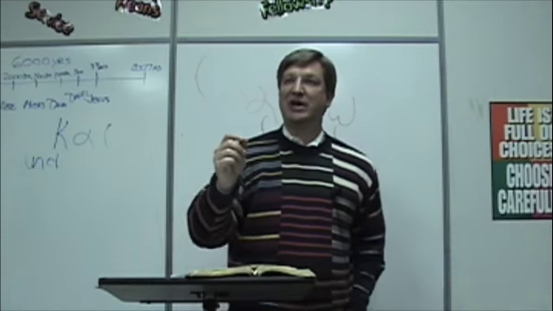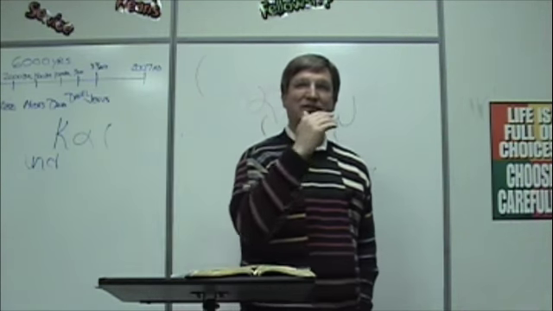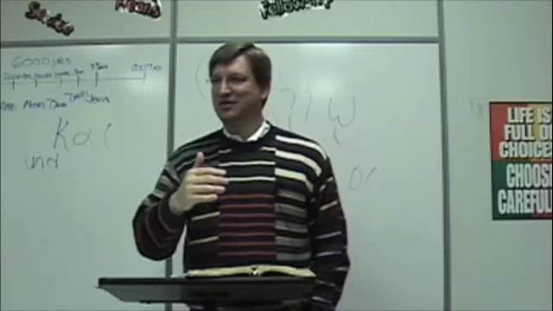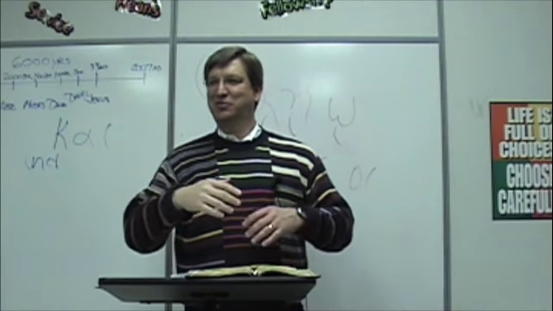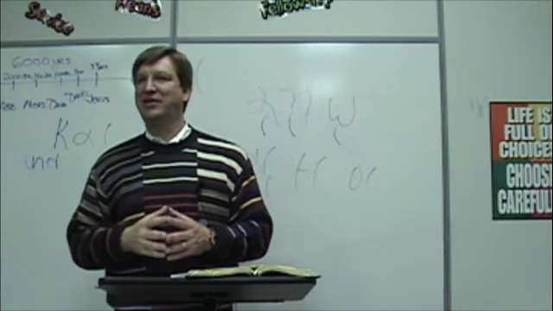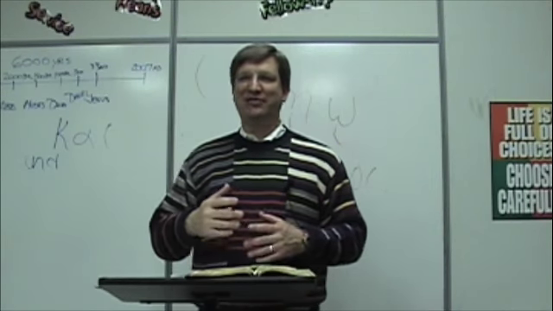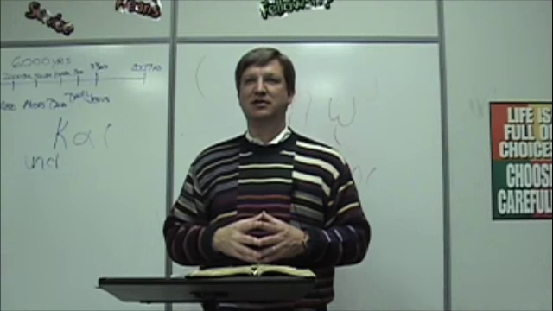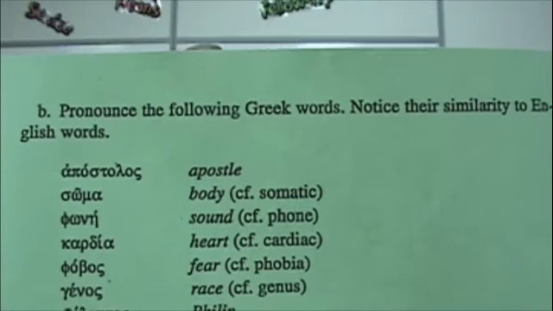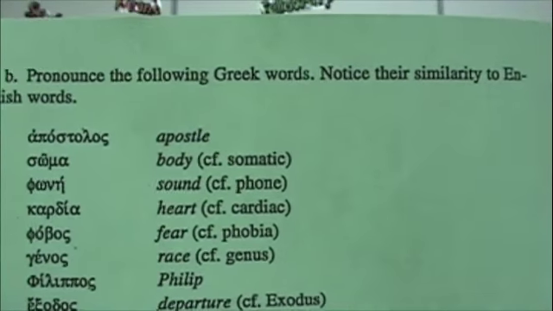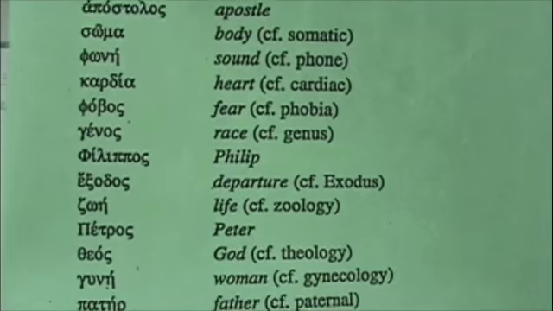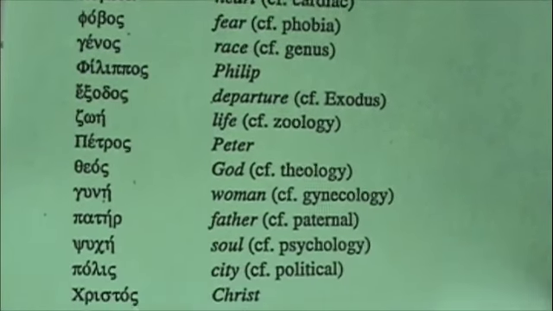Now the key, as I said last time, is reading, pronouncing, and writing. Write the Greek alphabet over and over and over again. Read it aloud to yourself over and over again. Write the vowels over and over again. Write the diphthongs. Learn how to pronounce them. Remember, the Greek letters always are pronounced the same way, basically. So let's look at these words.